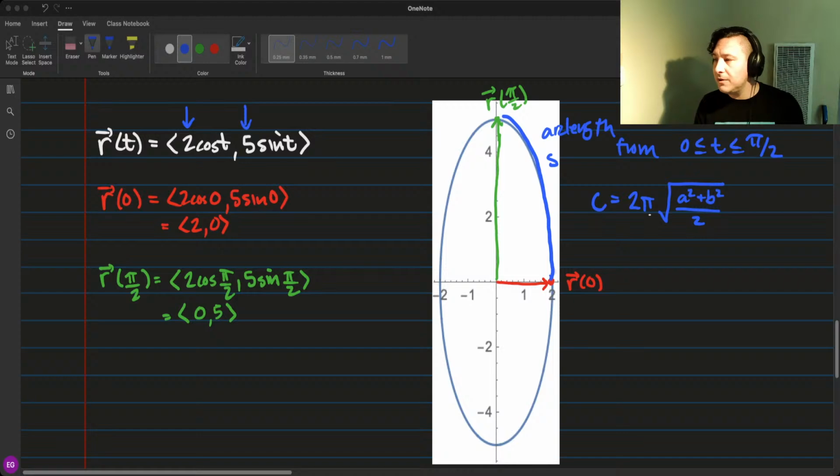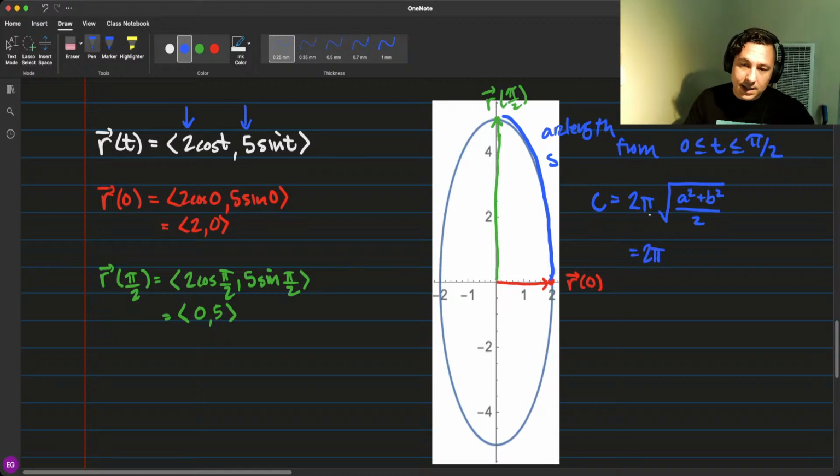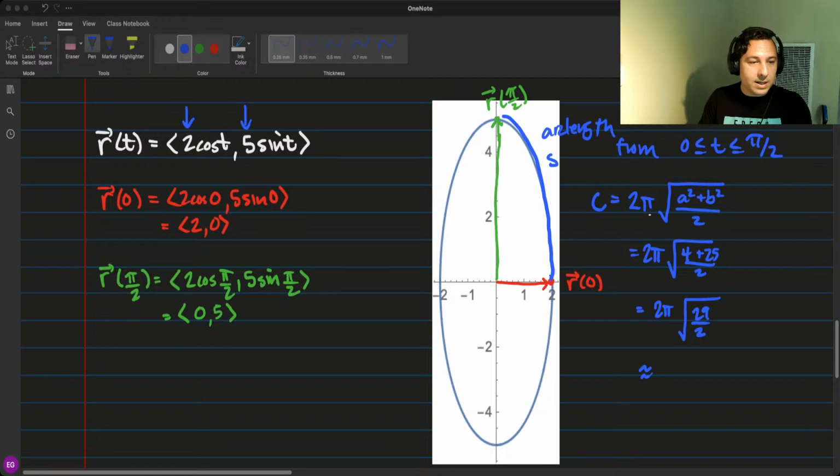The reason I want to do this is because I want to figure out how far that is without calculating it with an integral. So the circumference is going to be 2 pi square root of (2 squared is 4, 5 squared is 25) over 2, so that's 2 pi square root of 29 over 2, which if you plug that into the calculator is approximately 23.92.